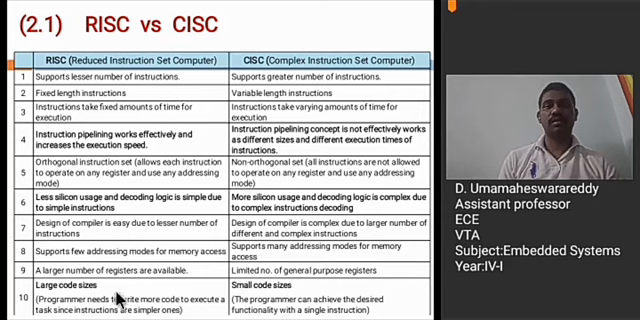And coming to the last point, RISC has a large code size, as I said, because of the simple instruction set. So the programmer needs to write more code to execute a task since instructions are simpler. Coming to CISC, there are small code sizes; the programmer can achieve the desired functionality with a single instruction. And this is about the differences between the RISC and CISC instruction set.